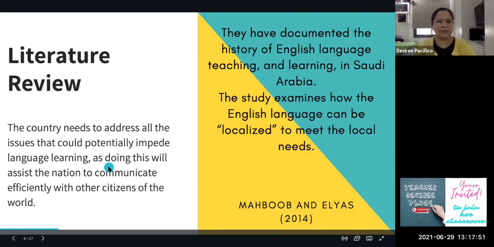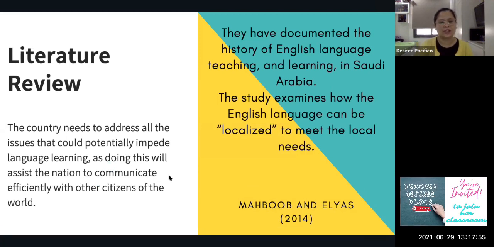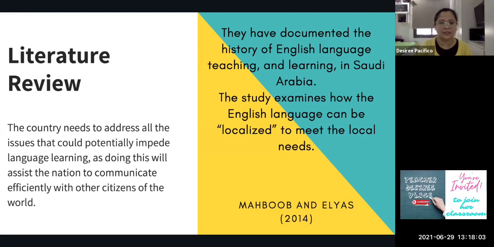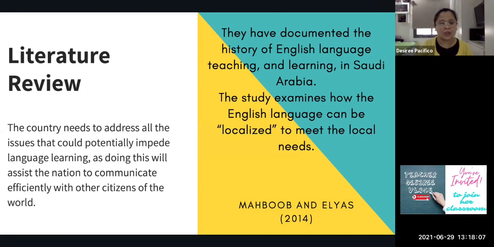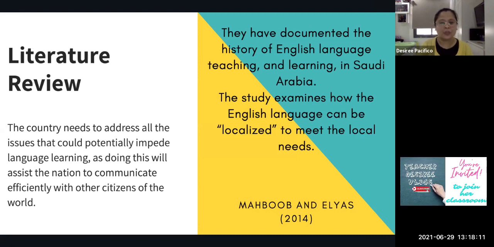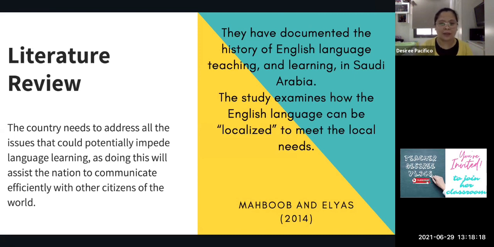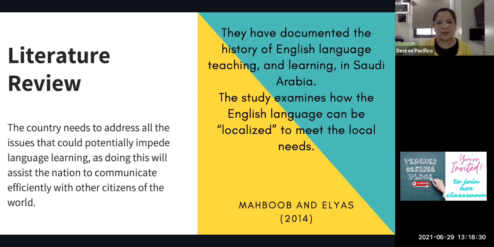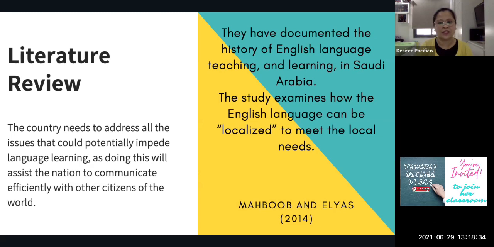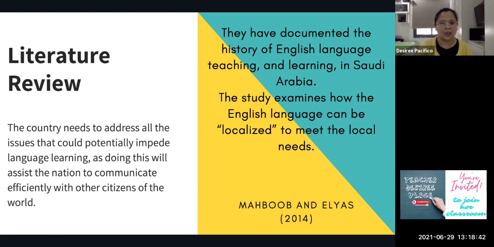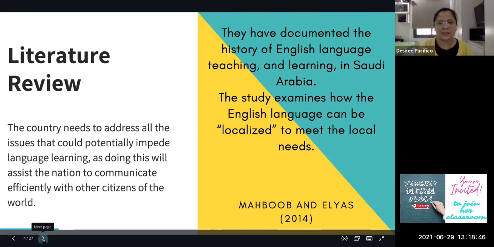For the literature review, the country needs to address all the issues that could potentially impede language learning, as doing this will assist the nation to communicate efficiently with other citizens of the world. So this research is one of their ways of understanding how they can fully equip their students to be globally competent speakers. Mahbub and Ilyas have documented the history of English language teaching and learning in Saudi Arabia. The study examines how the English language can be localized to meet the needs of local Saudis.